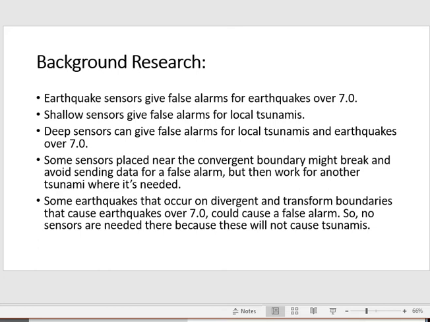And so if you have an earthquake sensor there, it might give a warning, but it's not going to cause a tsunami. So that would be just the background research of why you chose to place your things in the way you did to avoid false alarms, which is one of the criteria for this design.